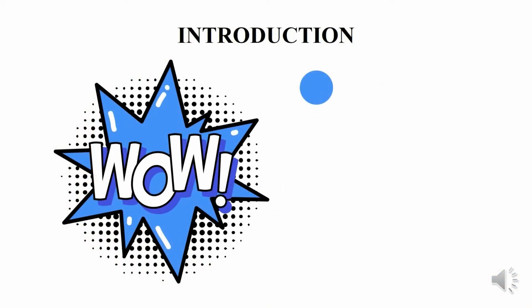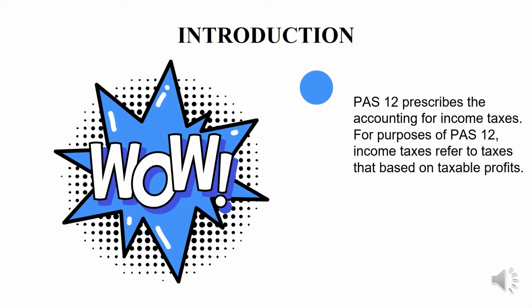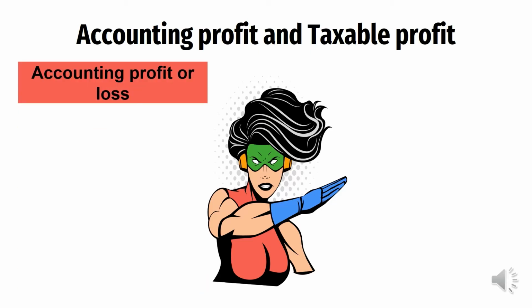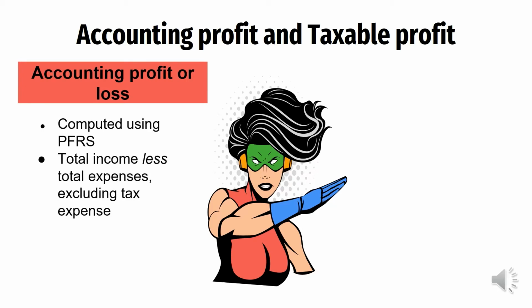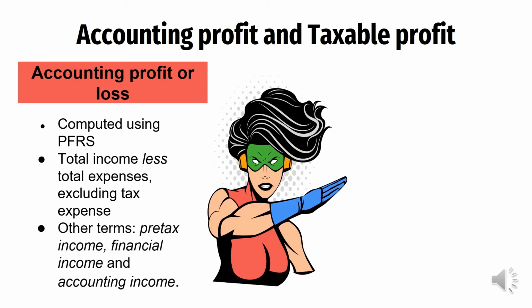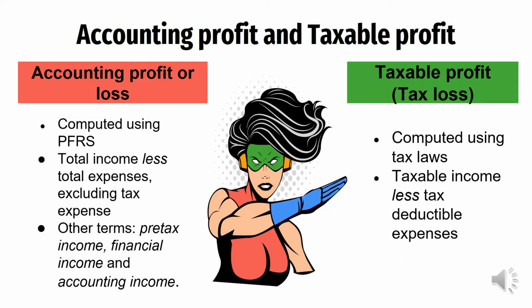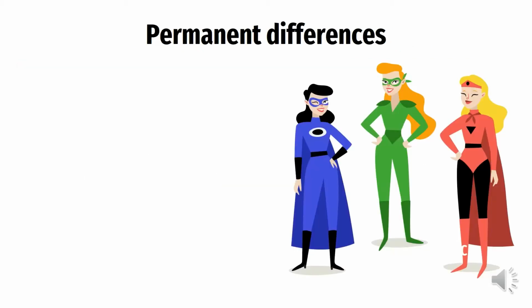We use PAS 12 to properly present income tax information in the financial statements. We have two kinds of profit, the accounting profit and taxable profit. Let's differentiate the two. Accounting profit is computed using PFRS by total income less total expenses, excluding tax expenses, while the taxable profit is computed using tax rules by taxable income less tax deductible expenses. They are not equal, so meron tayong differences, which are the permanent differences and the temporary differences.